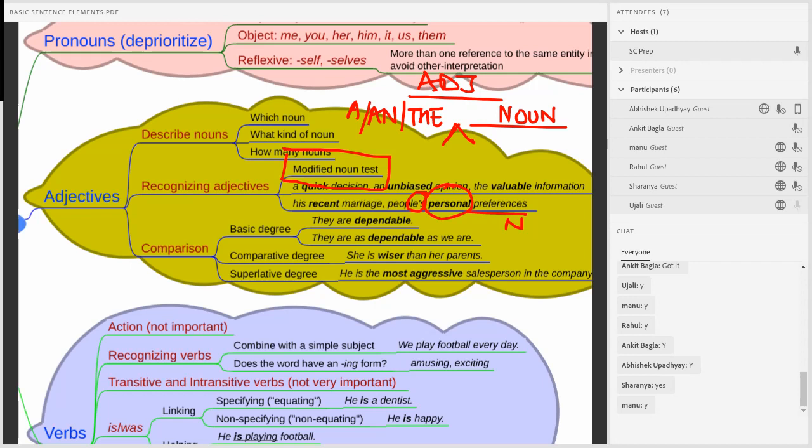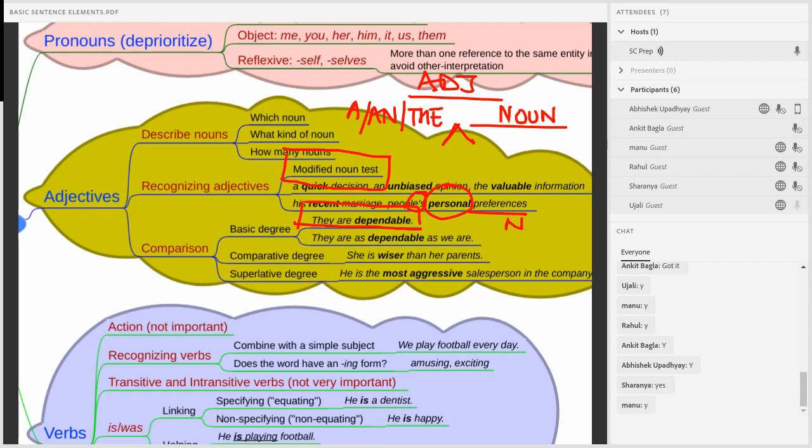Now, one last thing about adjectives. Again, this is not super important in the beginning, but later on you may want to use it. There are three degrees of comparison when it comes to adjectives. You don't need to remember the terms degree of comparison or basic degree or the superlative degree. You don't need to remember these terms, but we should at least understand what happens when we use them. So, I want you to take a look at this sentence. "They are dependable." This is in something called the basic degree. You've just got the adjective there. There's nothing extra that you're doing with the adjective. You just have it there.